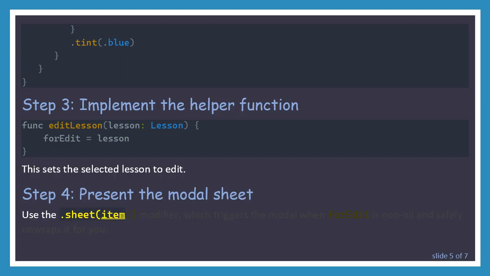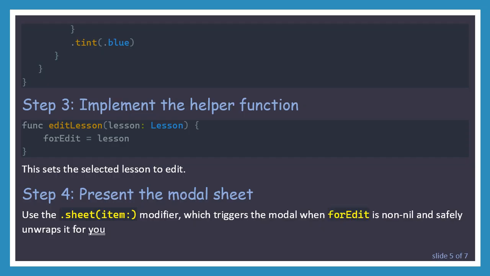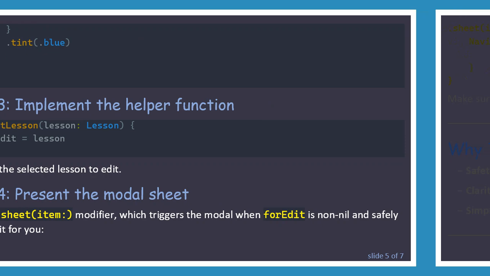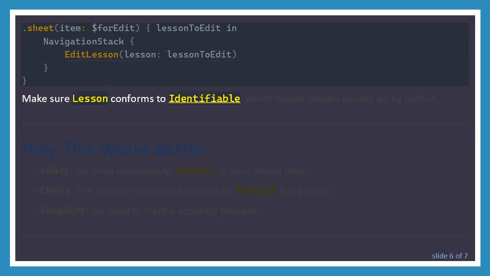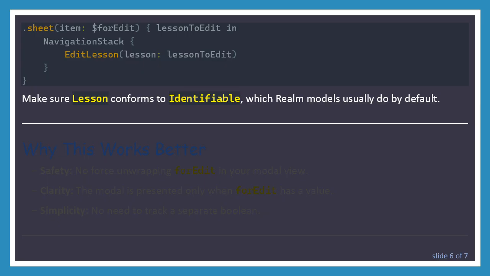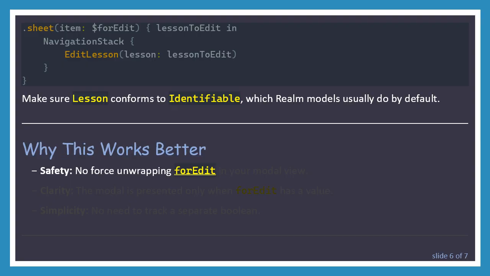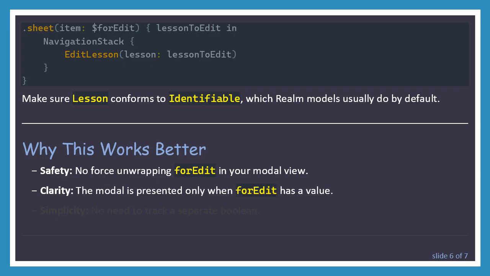Use the .sheet(item:) modifier, which triggers the modal when forEdit is non-nil and safely unwraps it for you. Make sure lesson conforms to Identifiable, which Realm models usually do by default. Why this works better. Safety: no force unwrapping forEdit in your modal view. Clarity: the modal is presented only when forEdit has a value. Simplicity: no need to track a separate Boolean.